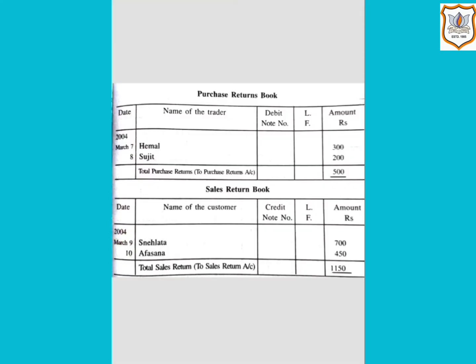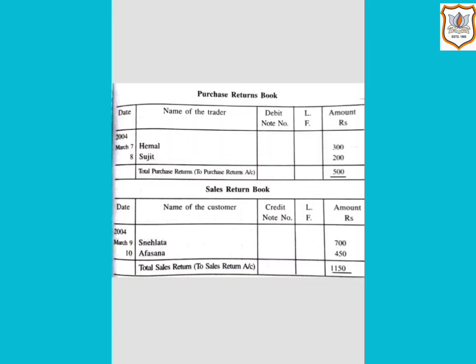Now let us see ledger posting from purchase returns book. Here you can see that here name of the trader is given. That means they are our creditor, and we have returned goods to them. So let us see ledger posting from purchase return book.